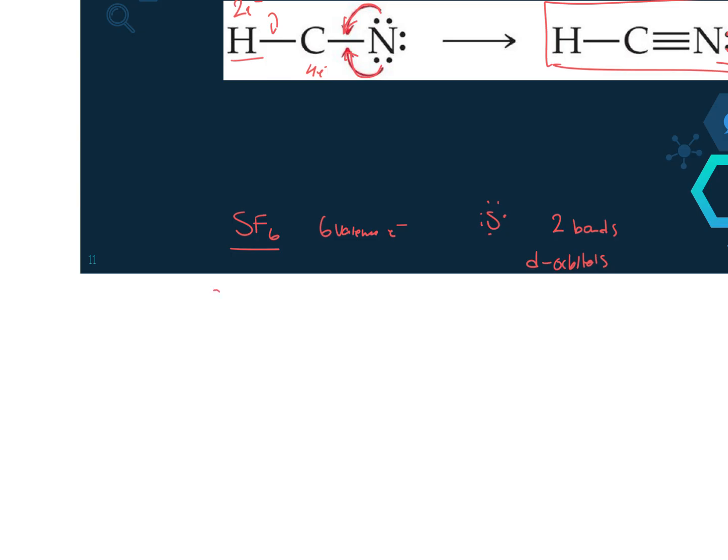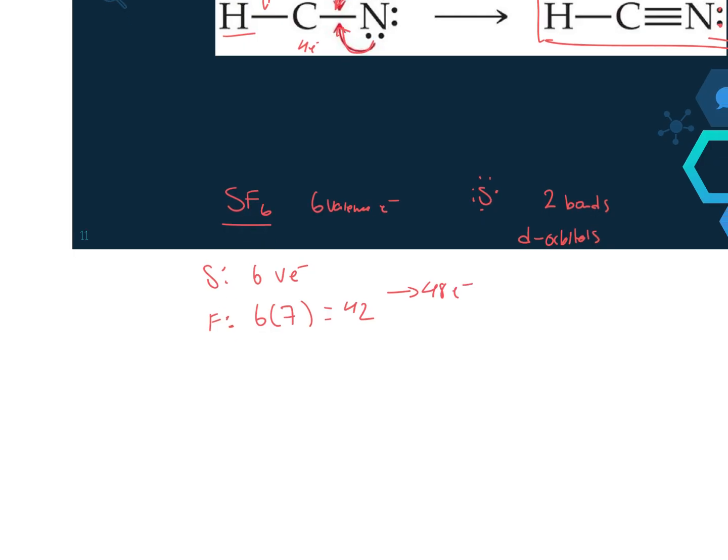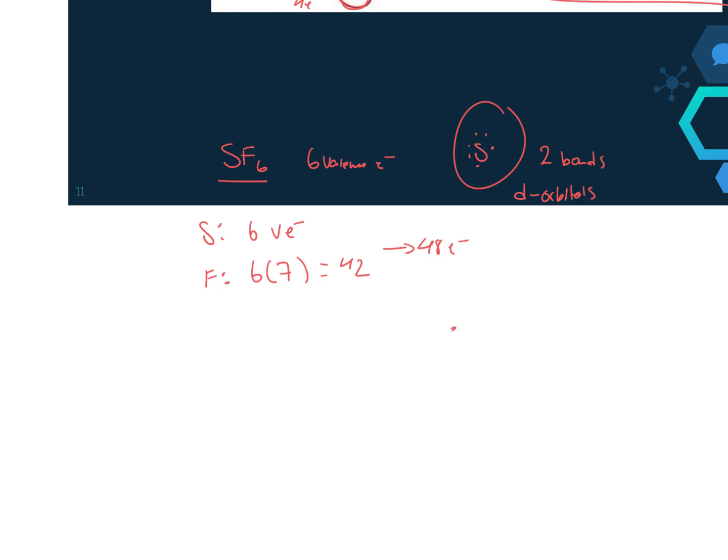We have S, which is giving us 6 valence electrons. And we have F, we have 6 of them, so we do 6 times 7, since each fluorine gives 7 electrons because it's a group 17 element. That will give us 42, and so in total we have 48 electrons to give around. We then pick our central atom. S can make more bonds, so we'll put that in the center.